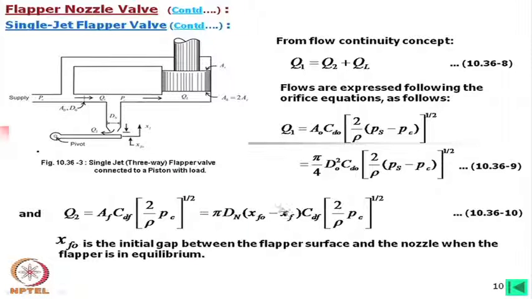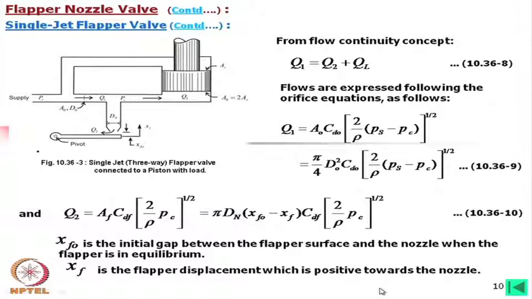Now, look at that, we should take care of the direction. xf is the movement of the flapper, which is positive in the upward direction. So, when it is moving in the upward direction, this curtain height is being reduced, because xf is positive and here we have a minus sign. But suppose it is moving in the opposite direction, do not forget that xf itself is negative. So, the total curtain height will increase and the total area will also increase. xf is the flapper displacement, which is positive towards the nozzle.